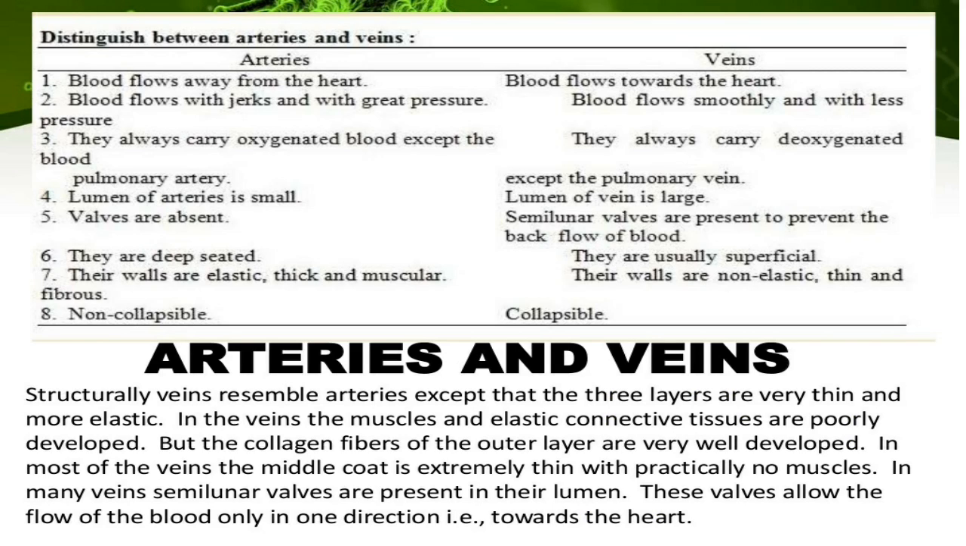Now see the difference between arteries and veins. In arteries, blood flows away from the heart. In veins, blood flows towards the heart. In arteries, blood flows with a jerk and with great pressure. In veins, blood flows smoothly and with less pressure. Arteries always carry oxygenated blood except the pulmonary artery. Veins always carry deoxygenated blood except the pulmonary vein.